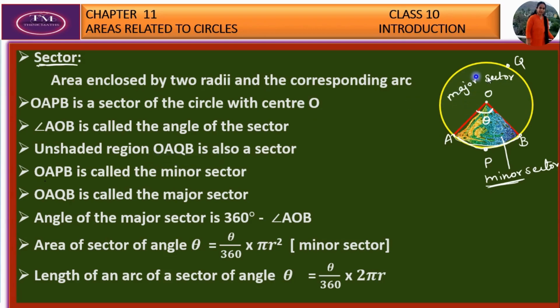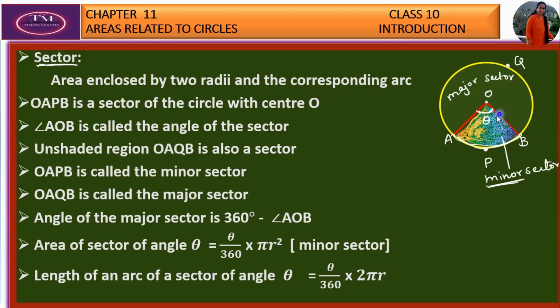OAQB is also a sector. OAPB is called the minor sector, and OAQB is called the major sector. So, the angle of the major sector: we denoted the angle of the minor sector as theta.